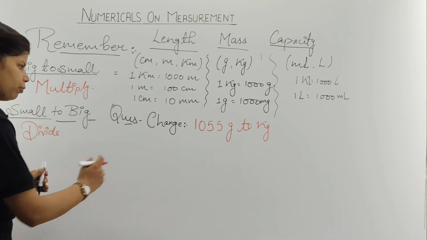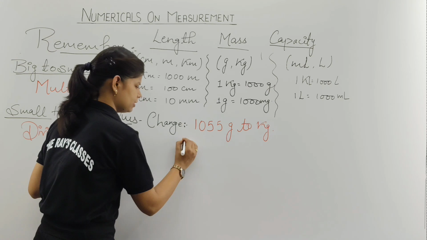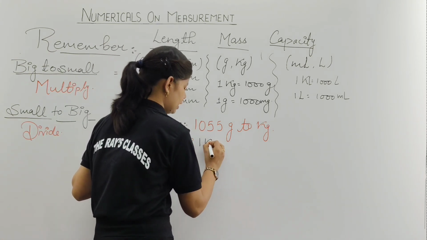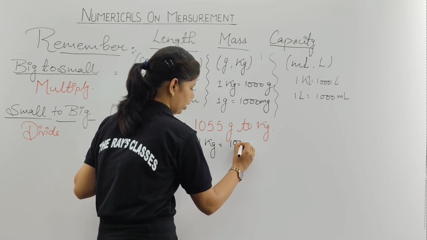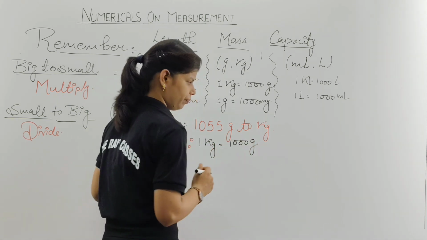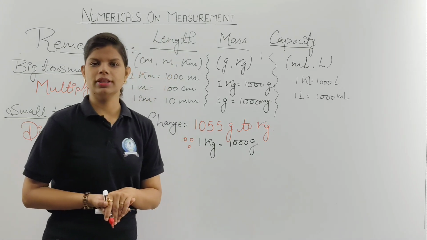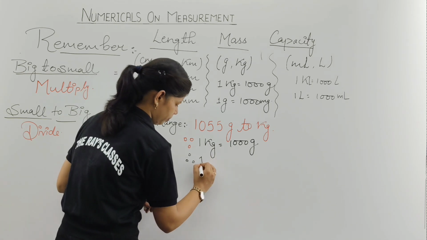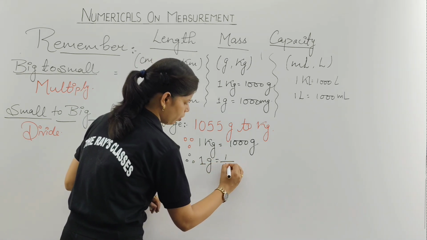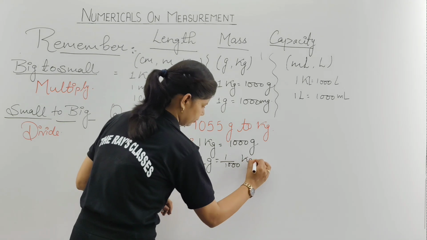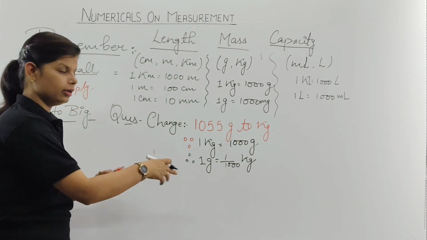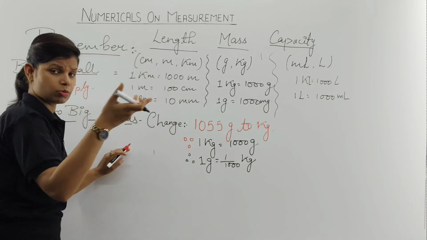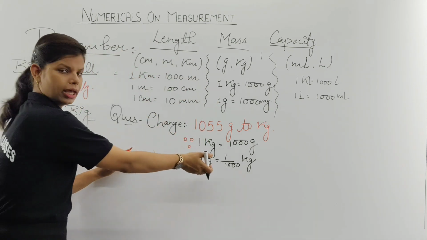Understood from here? So what I am going to do is write, since you know that 1 kg equal to 1000 gram, therefore 1 gram equal to 1 upon 1000 kg. That means we have used the term divide here. It's totally based on the relation between different units of length, mass and capacity which we have discussed by place value chart. We get it from there only.